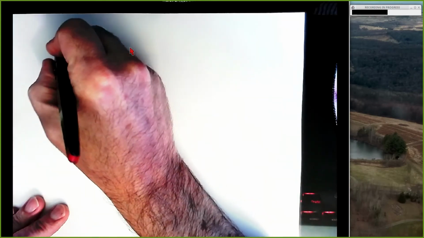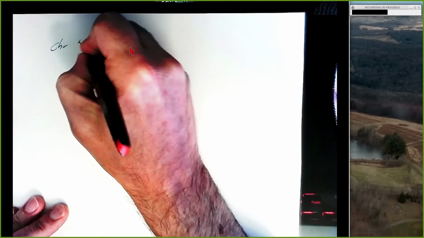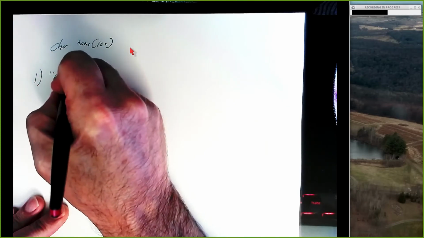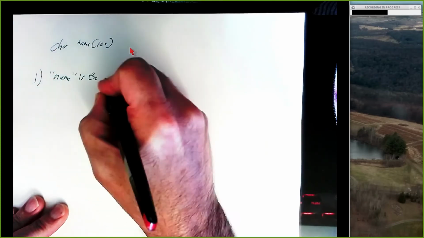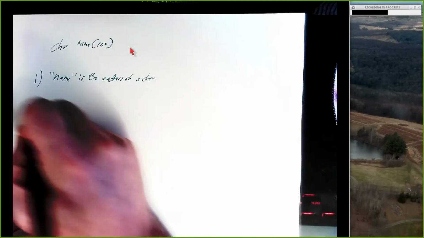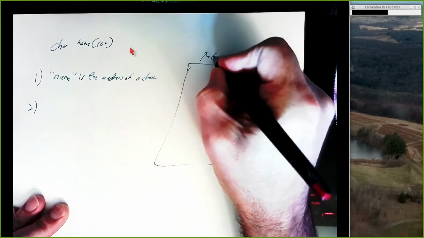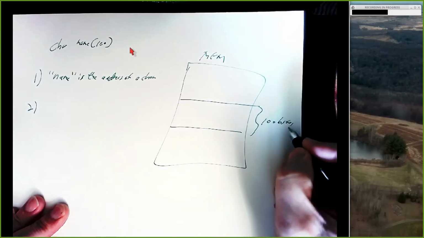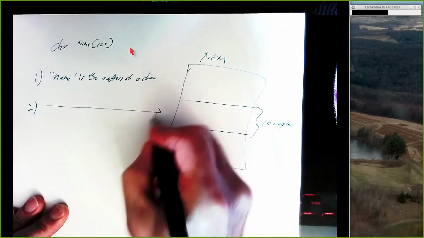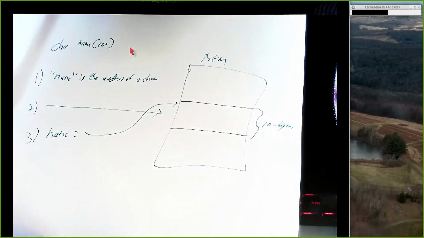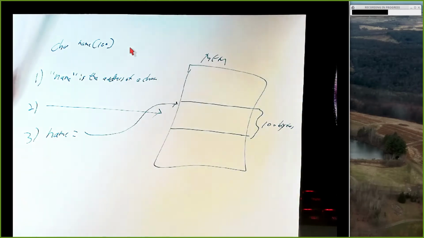So if I say char name bracket 100, this does three things. One, name is the address of a character. Two, somewhere in memory, it finds a block, in this case 100 bytes long. And three, it says name should be set to the address of that first byte. So all three of these things happen when you say char name bracket 100.